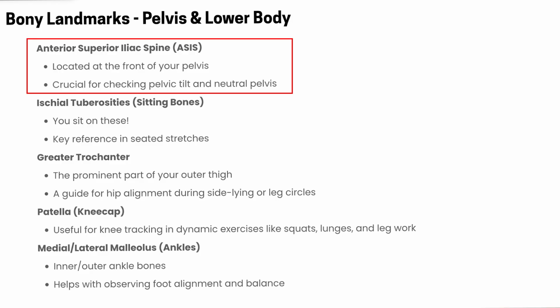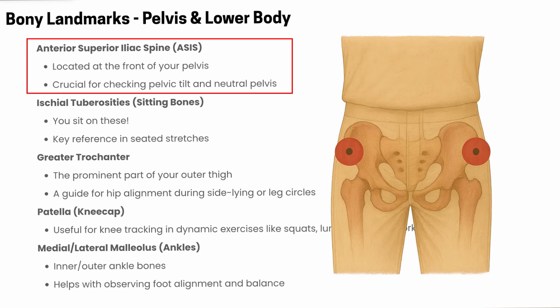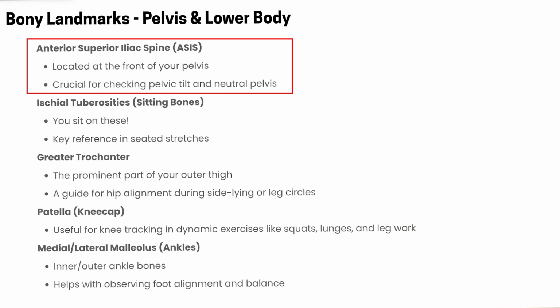Now we move on to the second part, pelvis and lower body. First point is anterior superior iliac spine, which is known as ASIS. Those 2 bony points are located at the front of your pelvis. It is crucial for tracking pelvic tilt and neutral pelvis. We normally say to client, try placing your hands on ASIS during footwork or bridging.